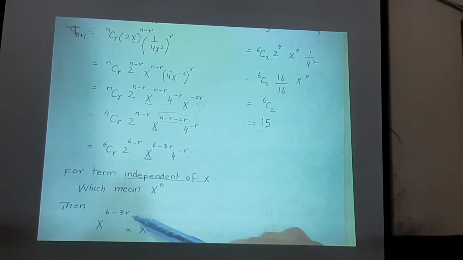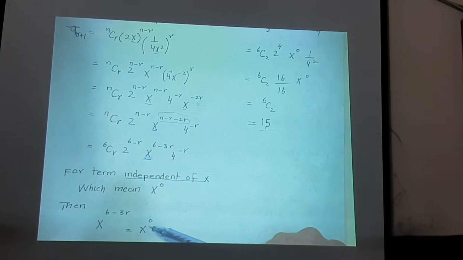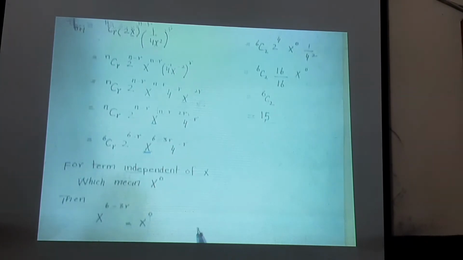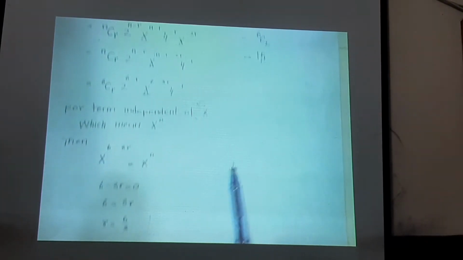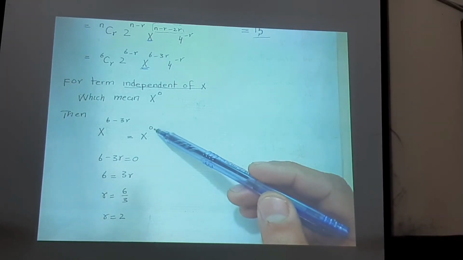So that means x raised to the power 6 minus 3r, which is this term, must be equal to x raised to the power 0 in order to have a term independent of x. This is a procedure you are going to follow in all those questions where you need to find a term independent of x. A term independent of x must have x raised to the power 0.